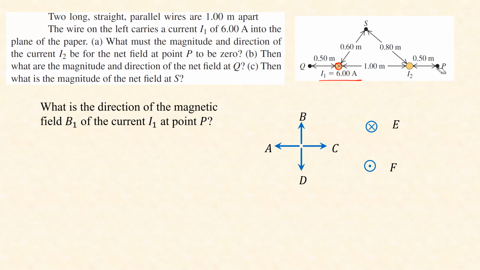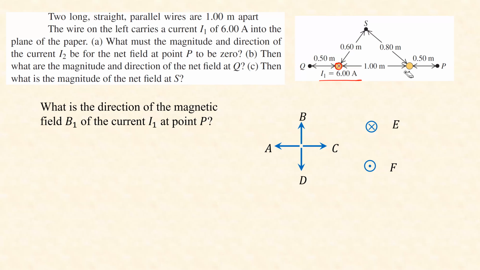Then what are the magnitude and direction of the net field at Q? Then what is the magnitude of the net field at S? So these are many questions. What is the magnitude and direction of the current I2 first? We want to see whether this current is into the page or out of the page, and how much it is. So I broke this into several small questions.